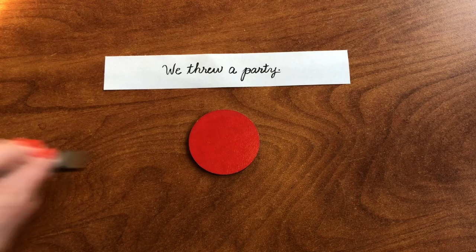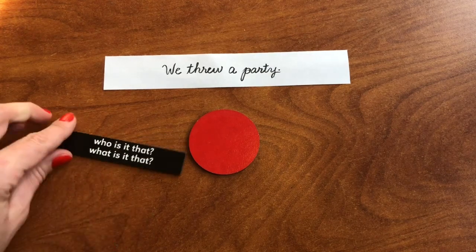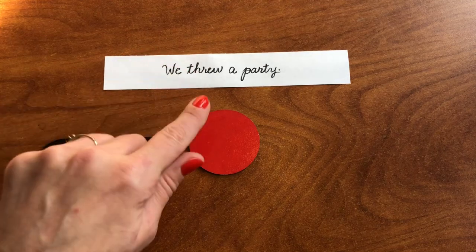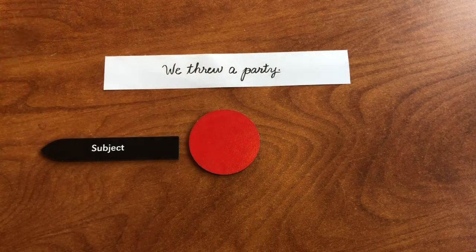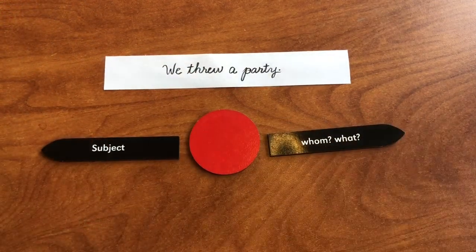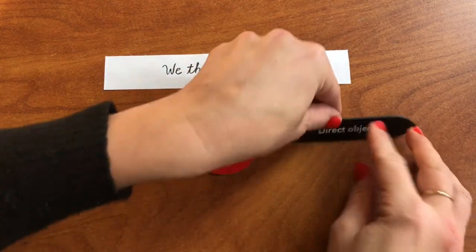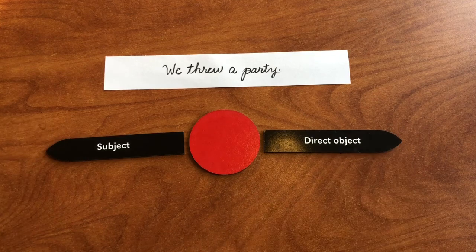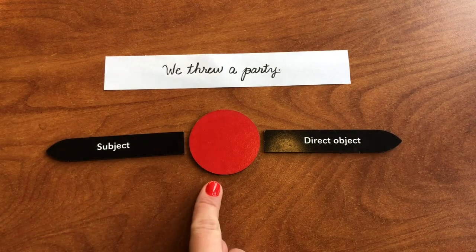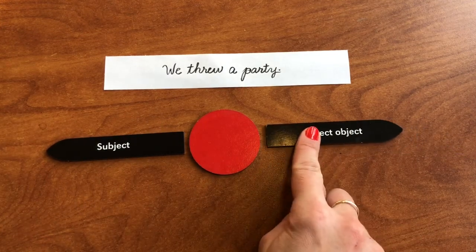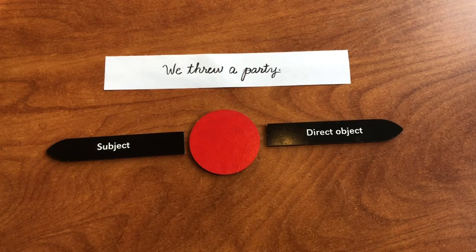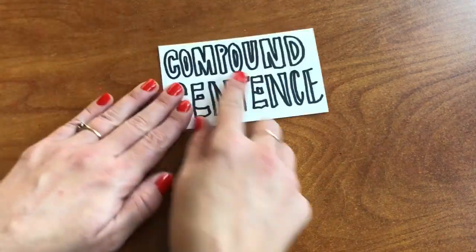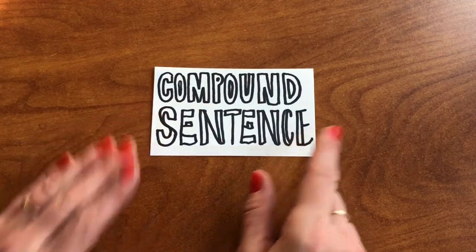Who threw it? We threw it, right? We threw, our subject and our predicate. And what did we throw? A party, our direct object, right? So here, very simple sentence, a subject, a predicate, with or without a direct object. In this case, we have a direct object. All right. So now we can get into compound sentences.